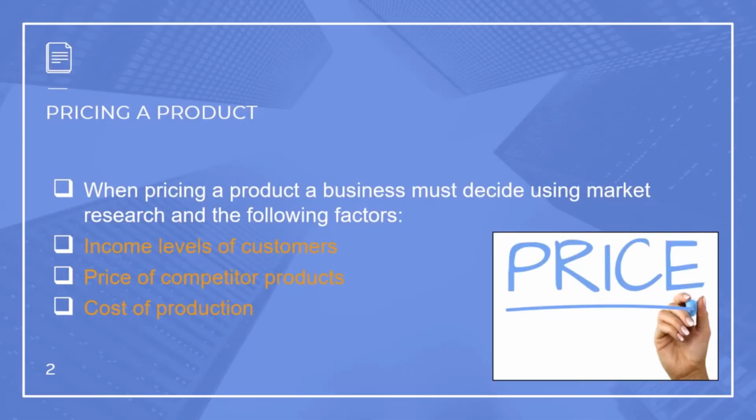So when we are pricing a product, there are 3 factors that we need to consider. This is all to do with how to get new customers, but also how to retain existing customers. And when you come up with a price, you need to put a lot of thought and consideration into that. So there's 3 factors that you need to know for this course. You need to think about the income levels of the customers, the price of any competitors' products, and also the cost of production for your product.